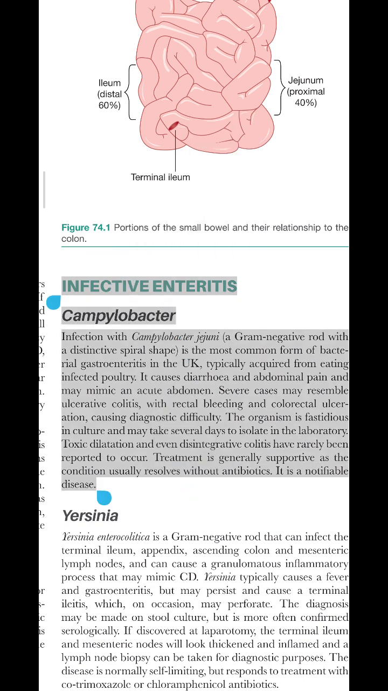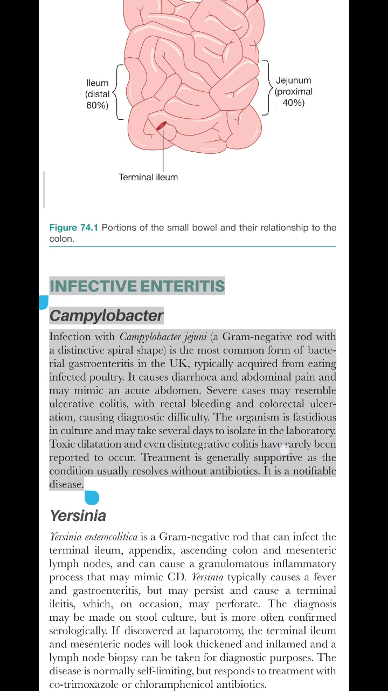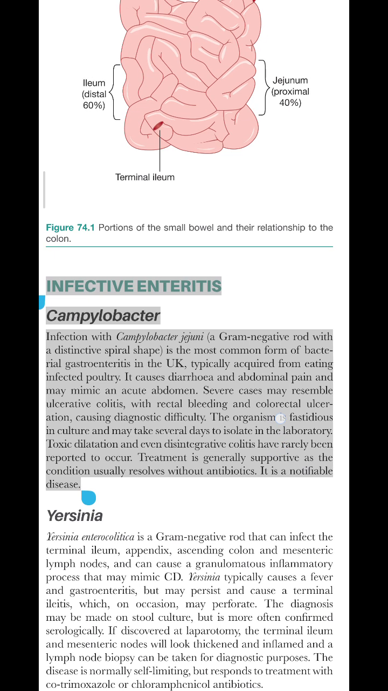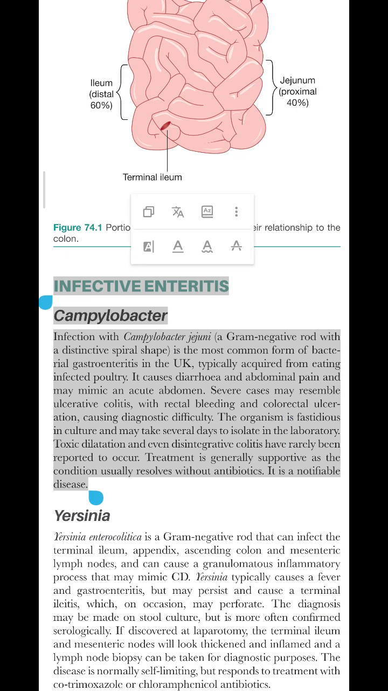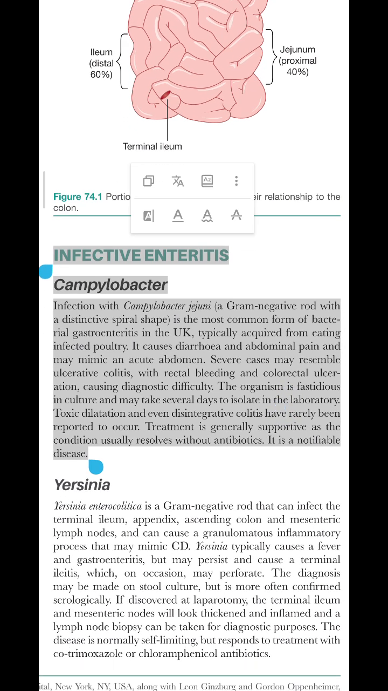Infective enteritis. Campylobacter infection with Campylobacter jejuni, a gram-negative rod with a distinctive spiral shape, is the most common form of bacterial gastroenteritis in the UK, typically acquired from eating infected poultry. It causes diarrhea and abdominal pain and may mimic an acute abdomen. Severe cases may resemble ulcerative colitis, with rectal bleeding and colorectal ulceration, causing diagnostic difficulty. The organism is fastidious in culture and may take several days to isolate in the laboratory.